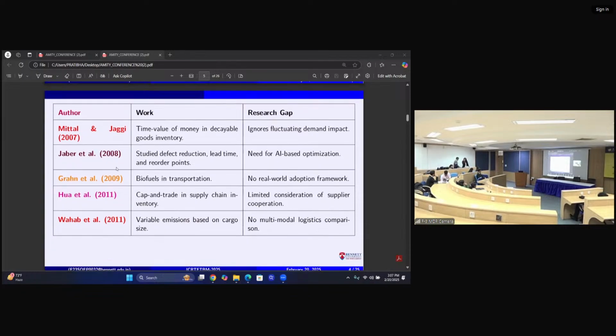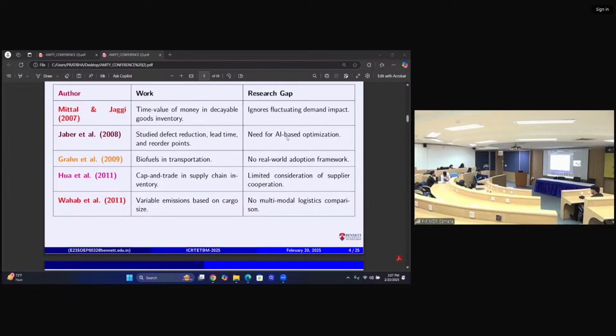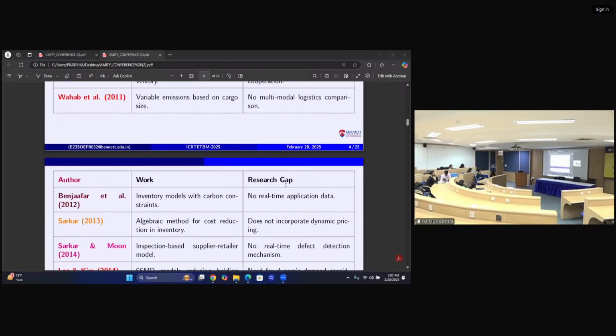Jawaher et al. in 2000 studied effective reduction, lead time, and reorder points, with a need for AI waste optimization. Wah et al. in 2011 studied variable emission based on the cargo size, with no multi-modal logistic comparison. Wu et al. in 2011 studied cap and trade in supply chain inventory, with limited consideration of supply chain cooperation.